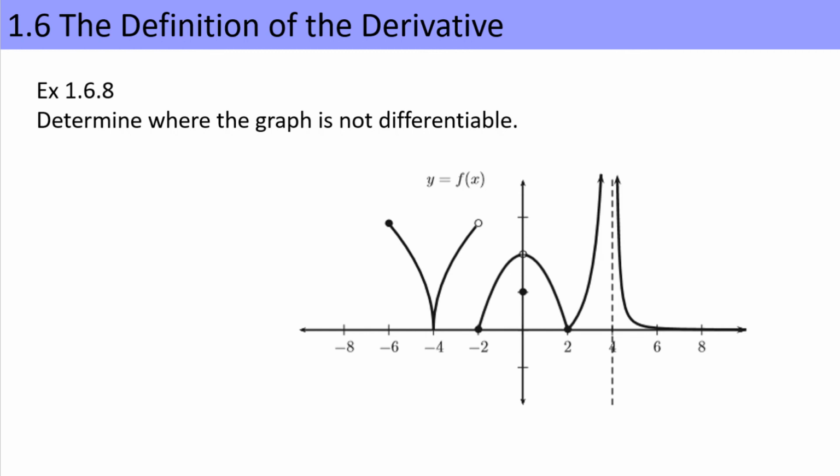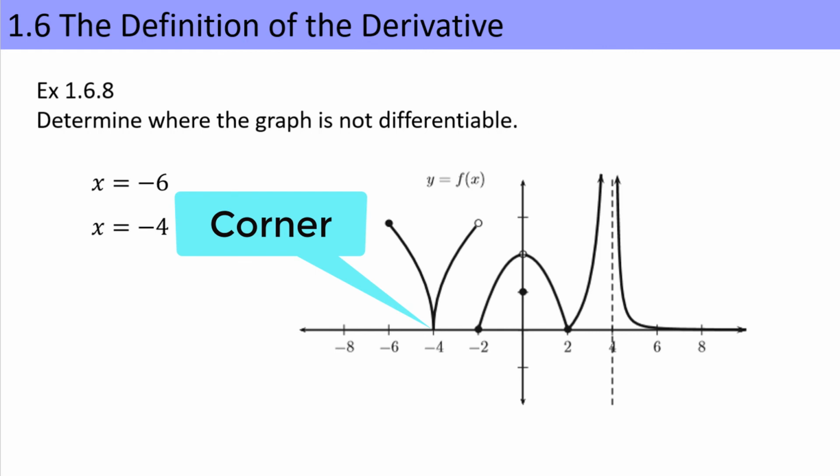Let's observe by beginning from the left side. We see that at x equals negative 6, we have a solid dot, but nothing to the left of negative 6. So at x equals negative 6, the derivative does not exist or is not differentiable because the limit as h goes to 0 does not exist at that point. The next point at which the graph is not differentiable is at x equals negative 4. We have a kink or corner at that point.